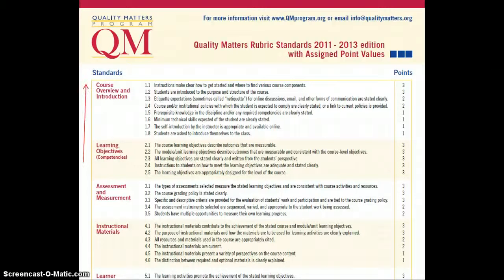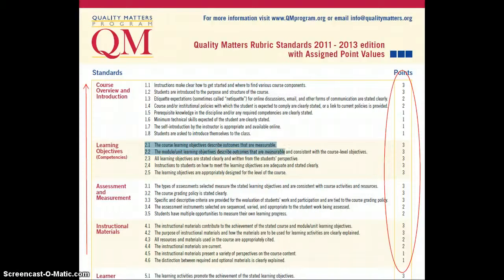Remember that down the left-hand side, we have the different standards, and in the center are the standards themselves, and they're each numbered. And along the right-hand side are the points, and those 3-point standards are the ones that are essential. Also notice that if you take a look at the first standard in each section, the course learning objectives are measurable, and then the 4 subsequent sections really have to support the achievement of the learning objectives.